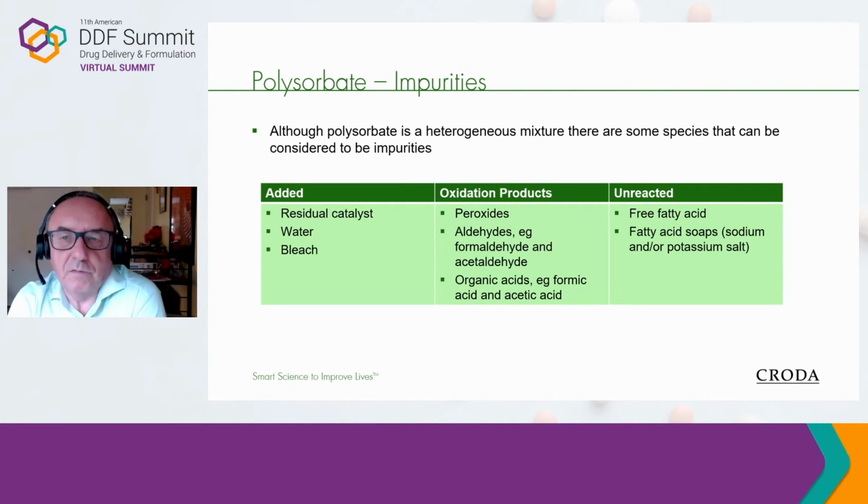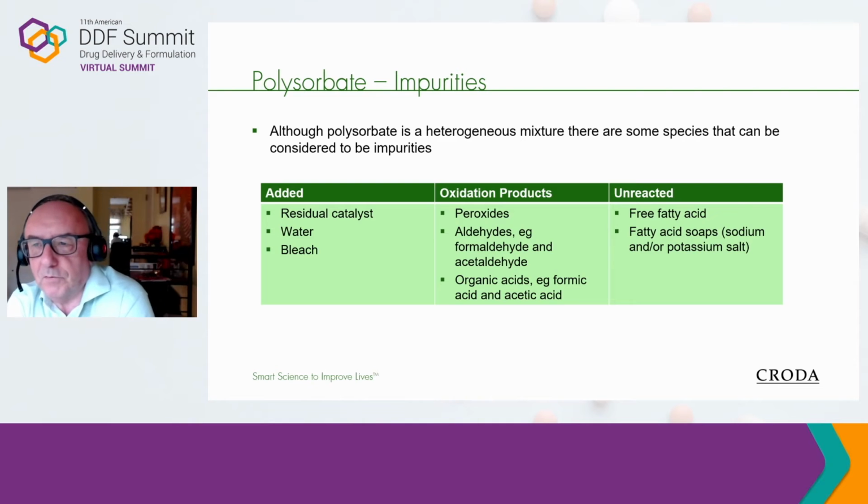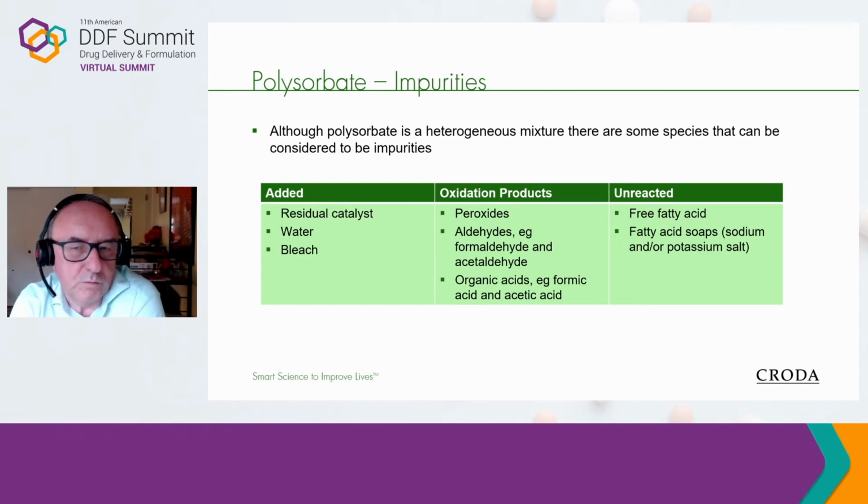Talking about impurities, although polysorbates are a heterogeneous mixture, there are some species that could be considered to be impurities. And there are essentially three classes of impurities. Those that are left over from the production cycle are essentially added, if you like, for want of a better word, impurities. They are things like residual catalyst, water, and bleach. They're the oxidation products, which are namely peroxides, low molecular weight aldehydes, and organic acids.